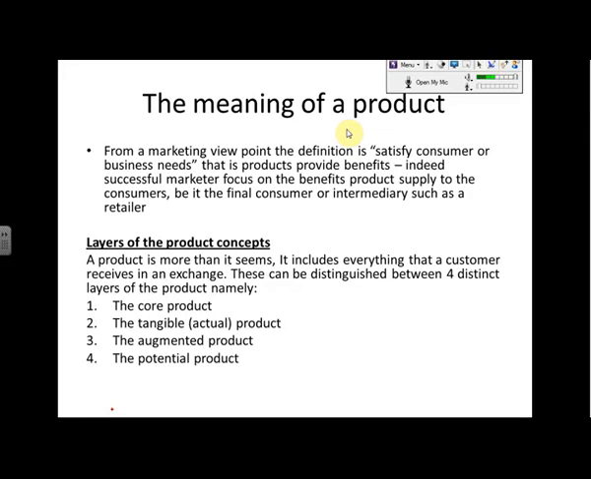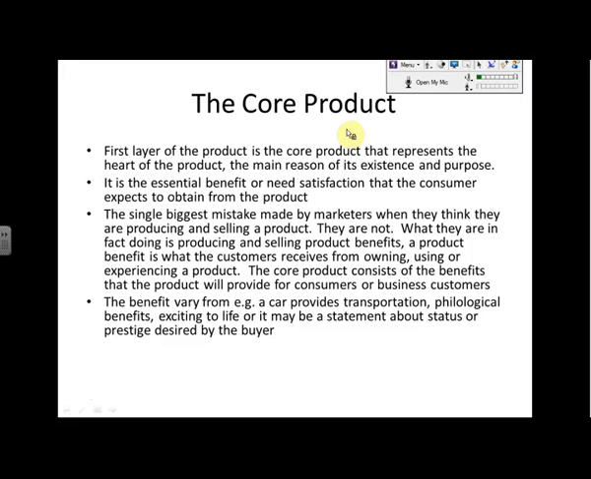Each and every product has layers of product concepts. A product is more than it seems. It includes everything that a customer receives in exchange. These can be distinguished between 4 distinct layers of the product, namely, 1, the core product, the tangible or actual product, the augmented product, and the potential product. Let's look at one at a time.